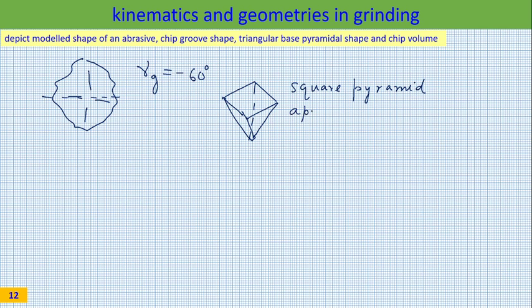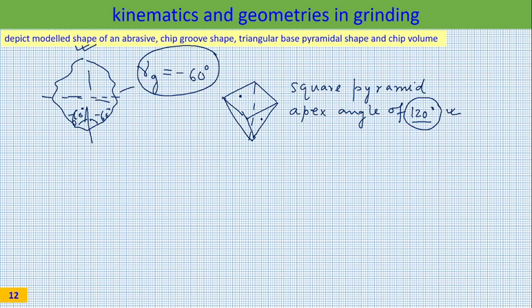This square pyramid has an apex angle of 120 degree. So the angle between this particular face and this particular face is 120 degree. This is taken as 120 degree because my statistical average rake angle is minus 60 degree. So this is minus 60 degree and this is also minus 60 degree or 60 degree. In that particular case, the apex angle has been taken as 120 degree. So this is the model shape of an abrasive. This is not the actual abrasive. Actual abrasive is irregular. From this fundamental observation that rake angle is minus 60, to get a mathematical value of it, to analyze it, to model it, we have taken it as a square pyramid.